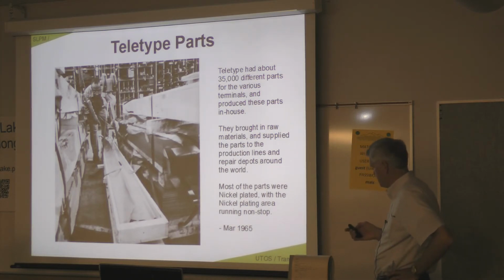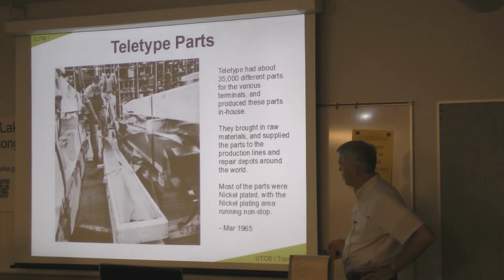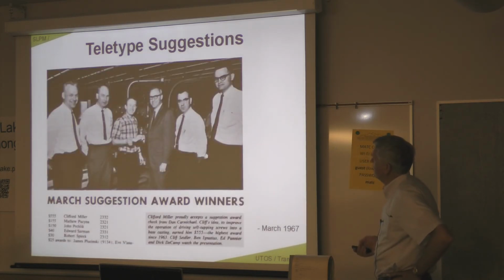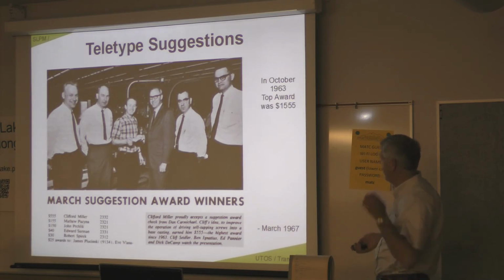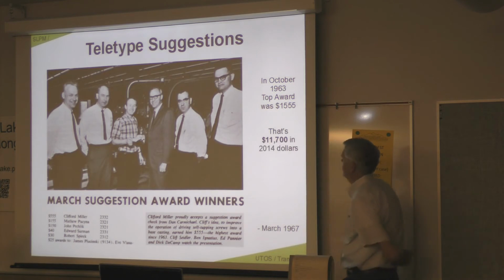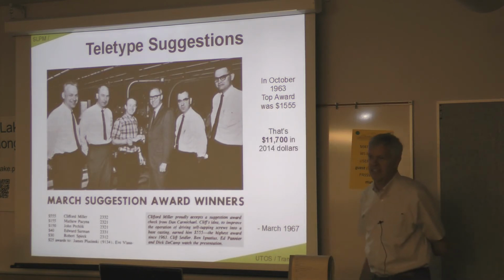They had a place in the plant that all it did was run 24 hours a day, every day of the year, nickel plating small little parts that they were building. Another thing they did is they had a suggestion program, and every month they handed out awards to employees who made suggestions. And the top award in 1963 was $1,500, which is about $11,000 in today's money. So imagine if you had a suggestion and you got an $11,000 check.